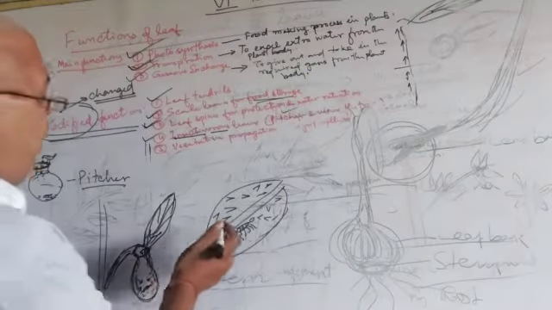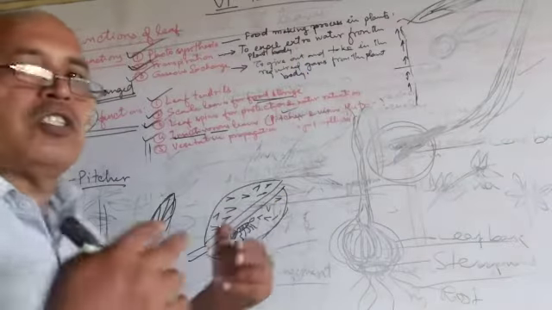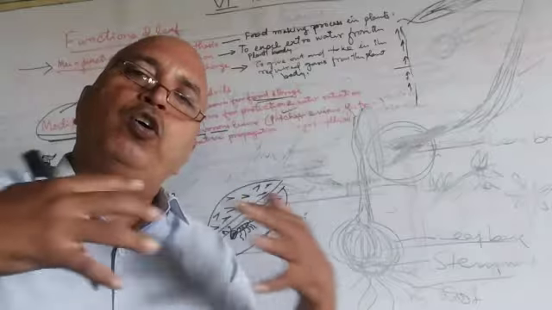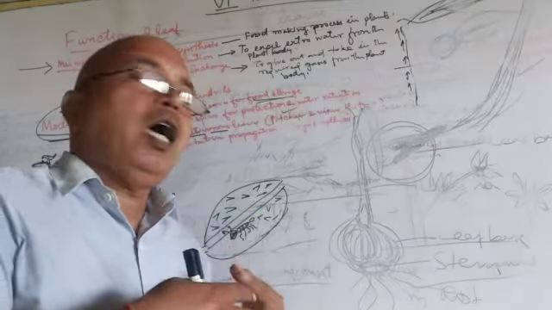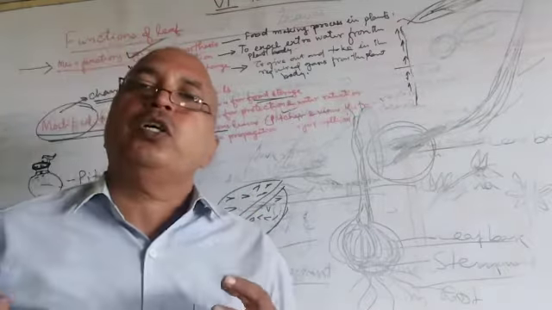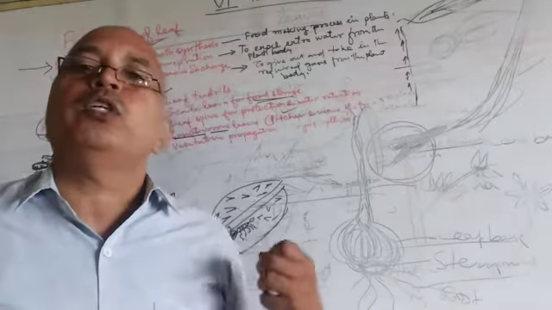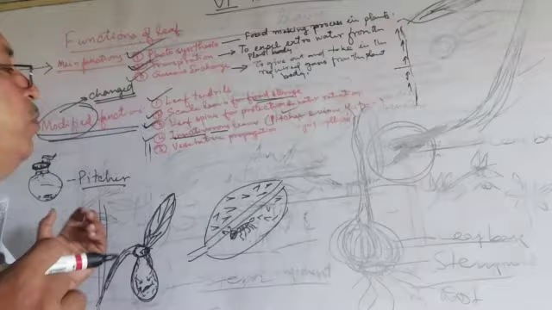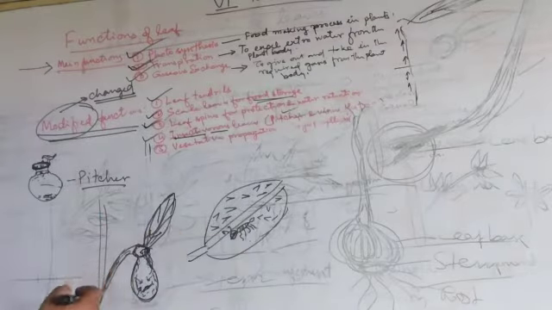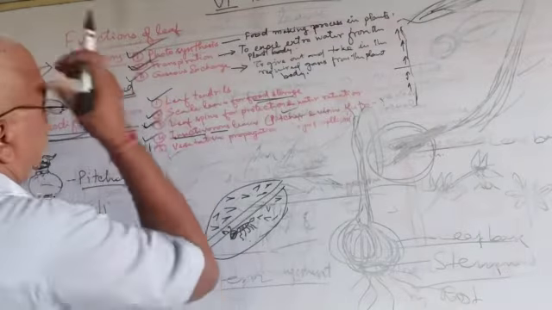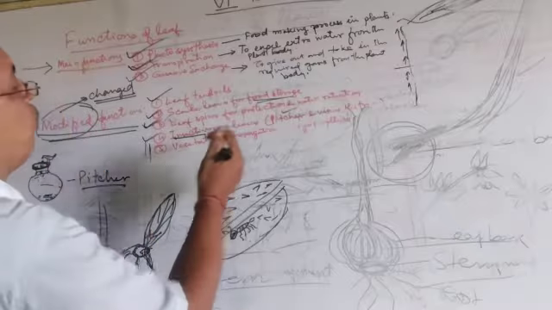After it is trapped, these spine-like structures penetrate into the body of this insect and dissolve it, releasing certain enzymes and absorbing all the nutrients for the use of that plant. So, such modifications in the leaves are called insectivorous leaves.